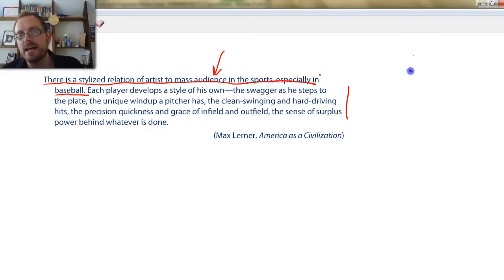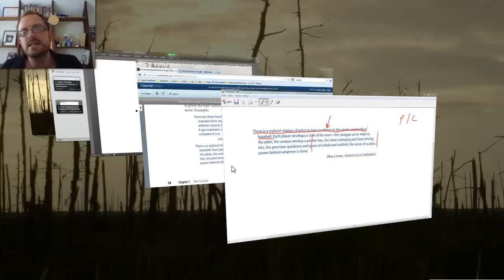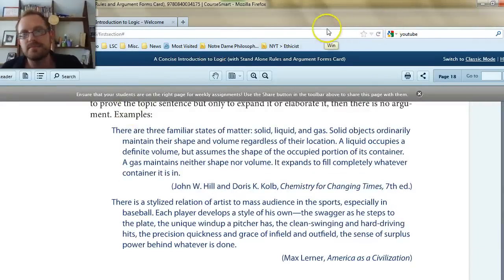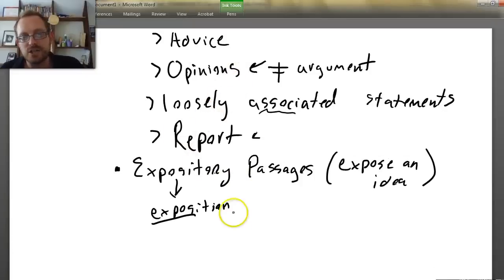Remember, an argument has to have both a premise and a conclusion. What we have here is a stylized relation of artist to mass audience in sports, especially in baseball. And then what the rest of this does is go further in exposing this idea. The idea is that you can think of a baseball player, an athlete, as an artist. Then we say each player develops a style, the swagger, and so on. This is just further exposing and developing the idea, but it doesn't, in fact, actually prove anything.